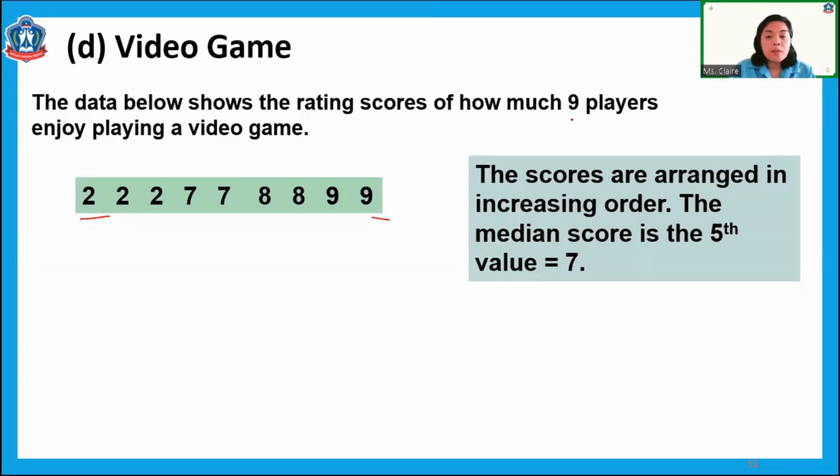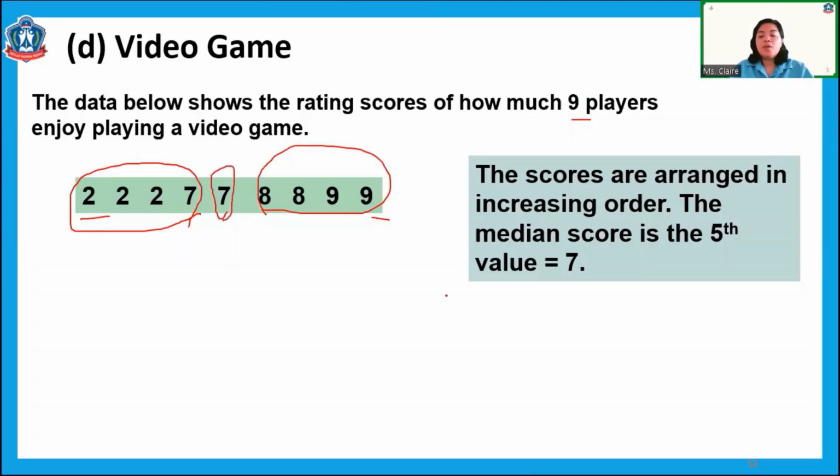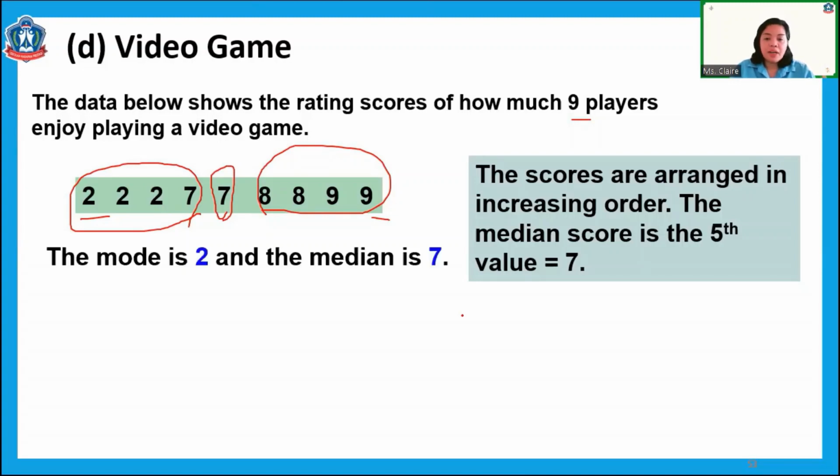Let's check. So we have 9 values. We have 4 on the left and 4 on the right. Therefore, the middle is the number 7. Therefore, the median score is 7, or the fifth value.